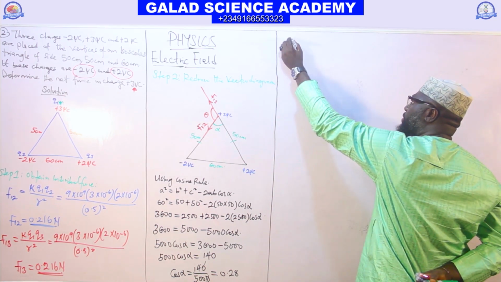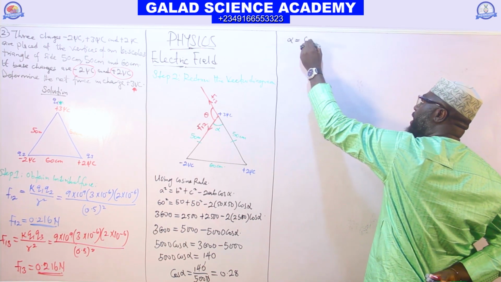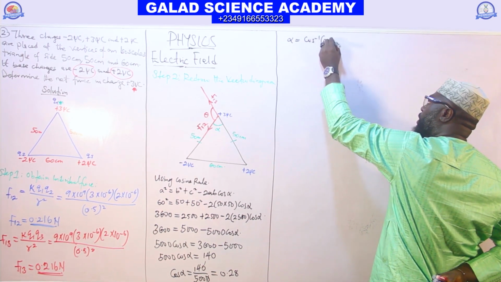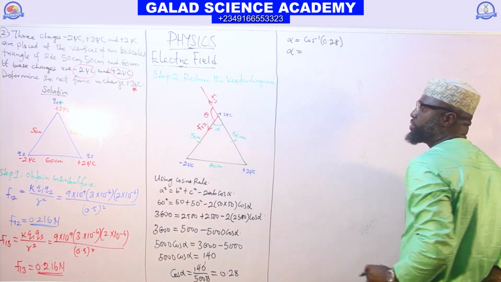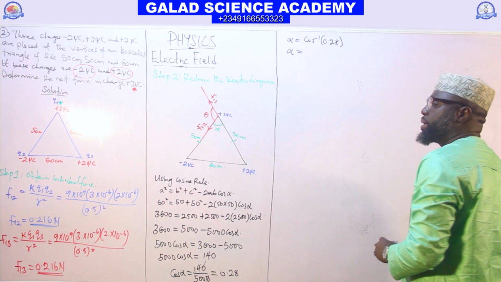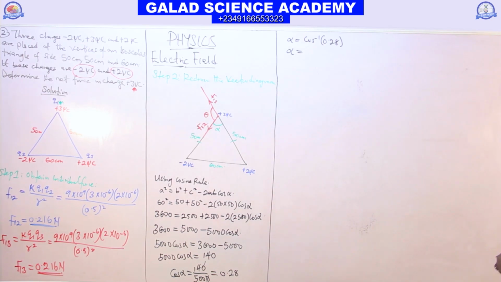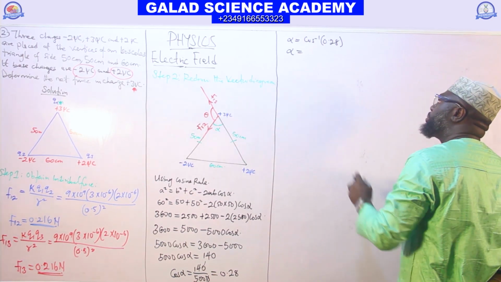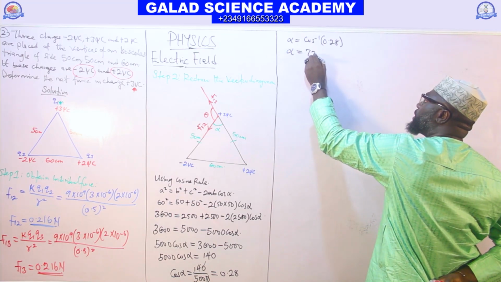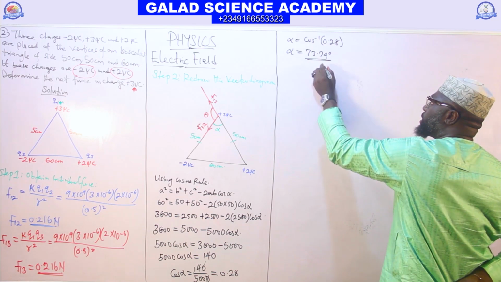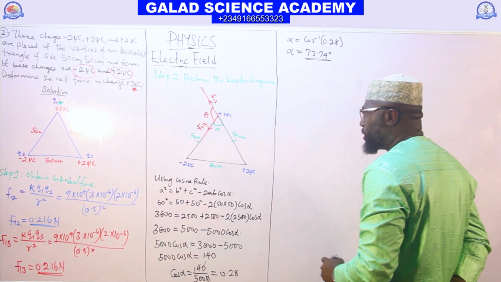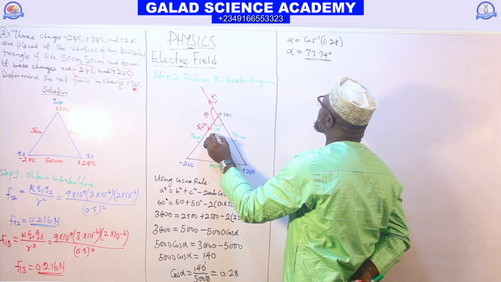0.28, we now have what? Alpha equals cos inverse of 0.28. By pressing alpha cos inverse, the final answer here, by pressing second function, we have 73.74 degrees. That will be the alpha. So that is the angle we have here.